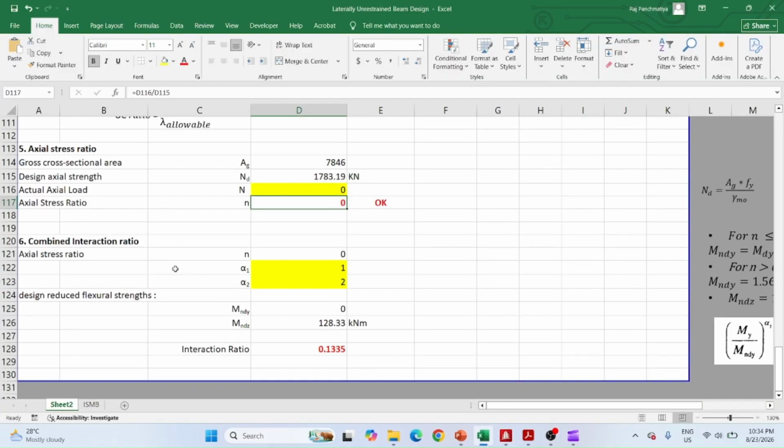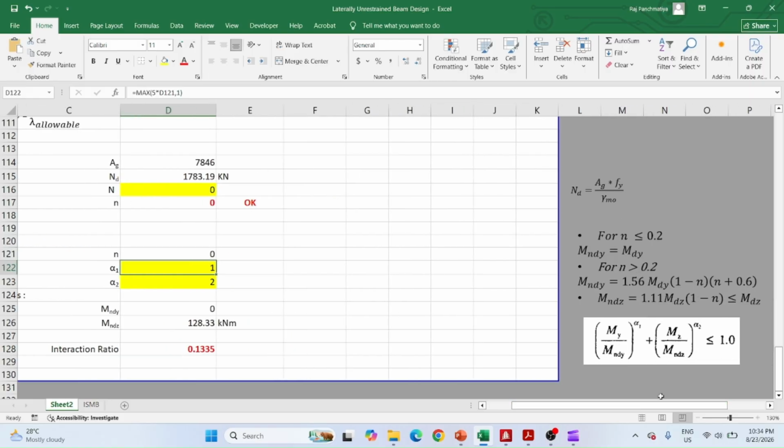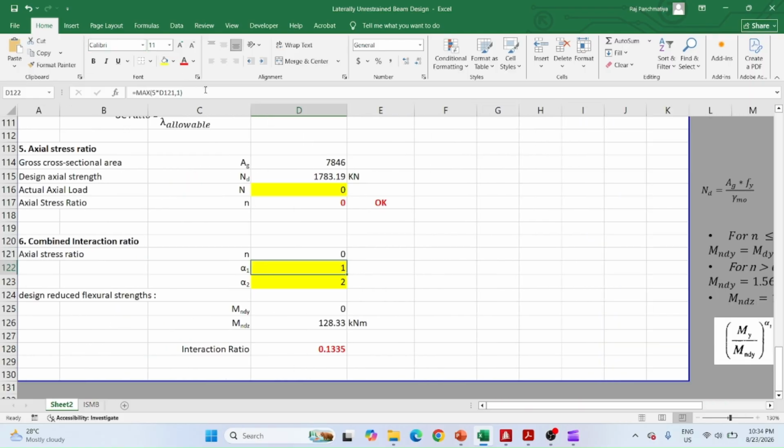Next, coming to the combined interaction ratio check. So for that we need the axial stress ratio. So obviously it is 0, as you already know, we have calculated it here, that is n by nd. So n is 0. What is the value of alpha 1? As you already know, the value of alpha 1 is maximum of 5 into n and 1. So 5 into n is 0 and 1. So maximum of 0 and 1 is 1. So alpha 1 will be 1 and the value of alpha 2 is 2, which is taken from the code.